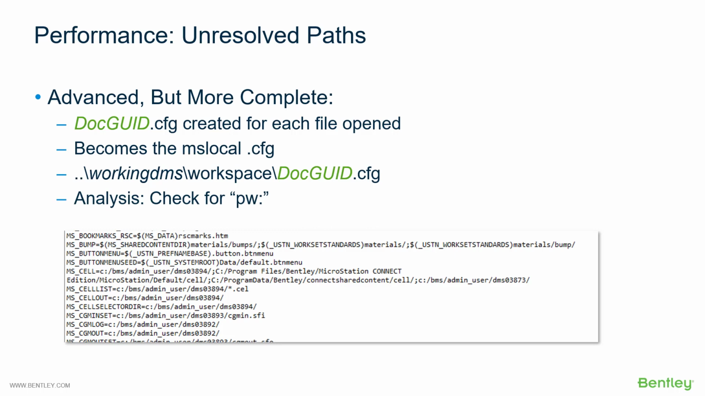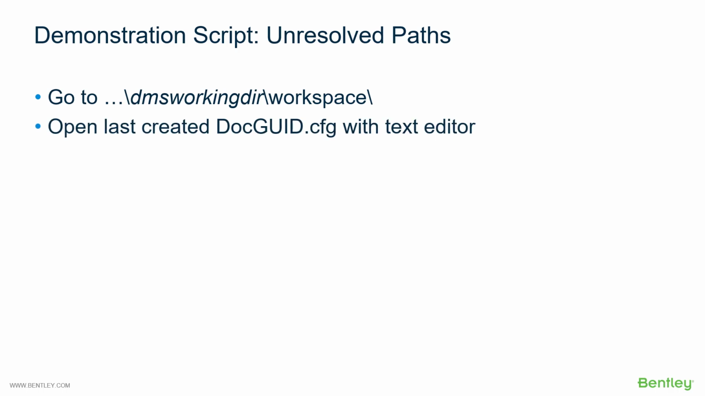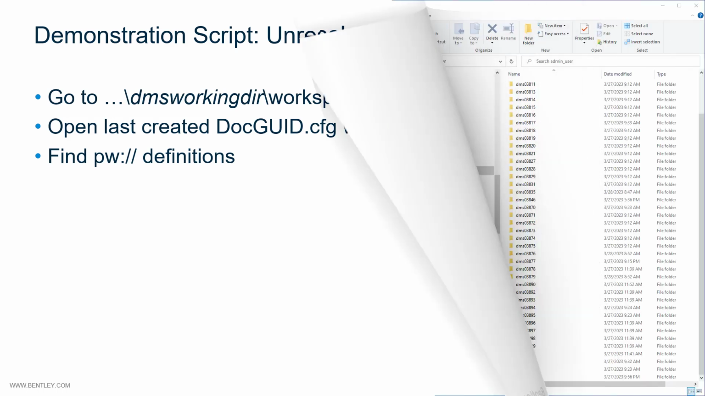However, if the path shown starts with PW:, this indicates that the path could not resolve to a ProjectWise path and is therefore an invalid location. This next demonstration will show an example of this. What we will do in the demonstration is go to the DMS working directory, open the Workspace directory. For simplification, we will just find the last created .GUID CFG and open that with a text editor. We will then search through the file for PW: instances. Let's look at that now.